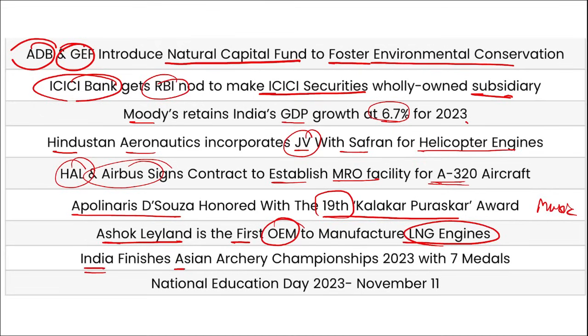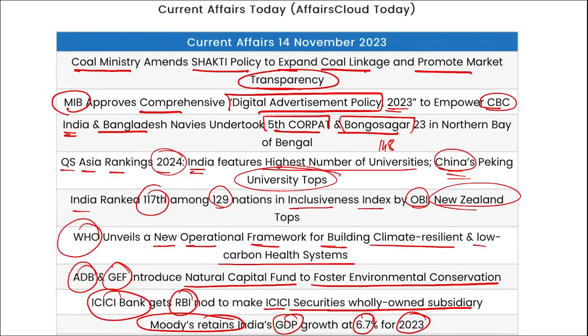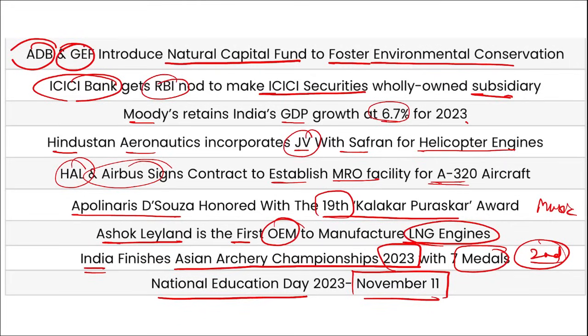And India finishes the Asian Archery Championship 2023 with 7 medals and in second position in the medal tally. And National Education Day is observed on 11th of November. So these are your important current affairs for the day, friends. Now let's move to some important revision current affairs for previous days.